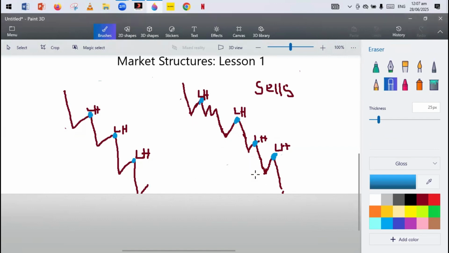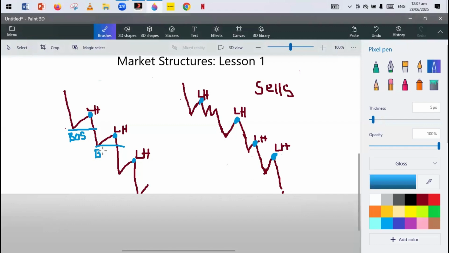And then to mark the break of structure in a downtrend, you need to mark when the price breaks these lower lows. When price breaks a low, we call it a break of structure. That low, when price breaks it, we call that a break of structure.